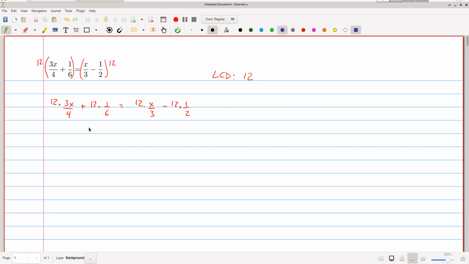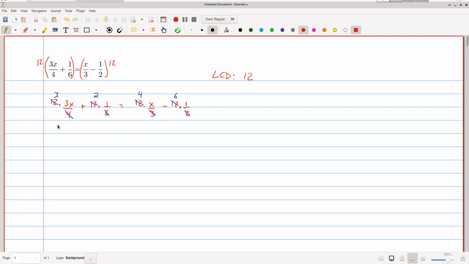And now we can start to reduce. 4 goes into 12 3 times. 6 goes into 12 2 times. 3 goes into 12 4 times. And 2 goes into 12 6 times.